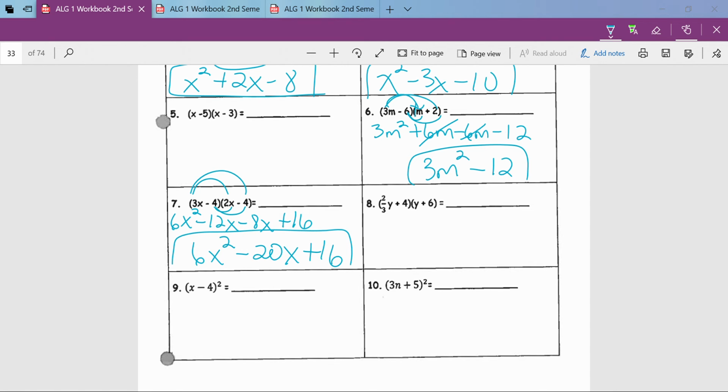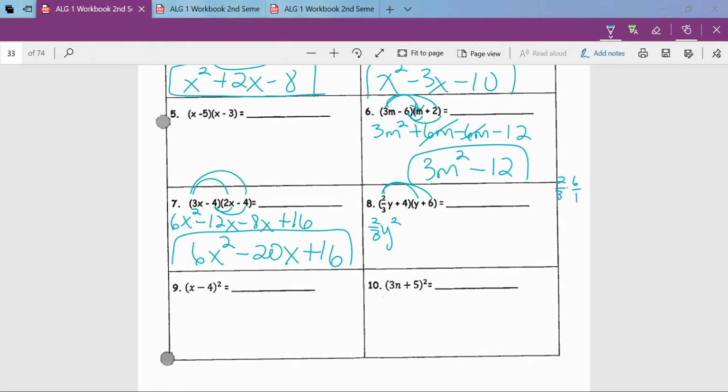Okay. Because negative 12 minus another 8 puts me more in the hole, right? Negative 20. Number 8, you have a fraction. 2/3 y times y is 2/3 y squared. 2/3 times 6, well, I'm going to do it here on the sides. If I have 2/3 times 6, I'm going to put 6 over 1 so I can multiply as a fraction.